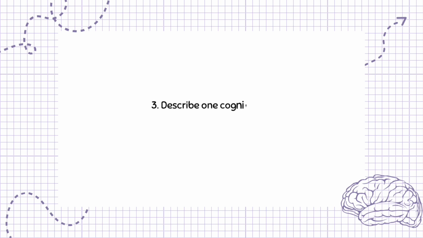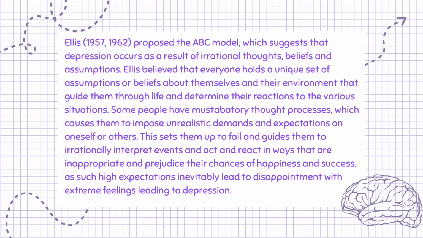Question 3. Describe 1 cognitive explanation of depression. 4 marks. Ellis, 1957-1962, proposed the ABC model, which suggests that depression occurs as a result of irrational thoughts, beliefs, and assumptions.